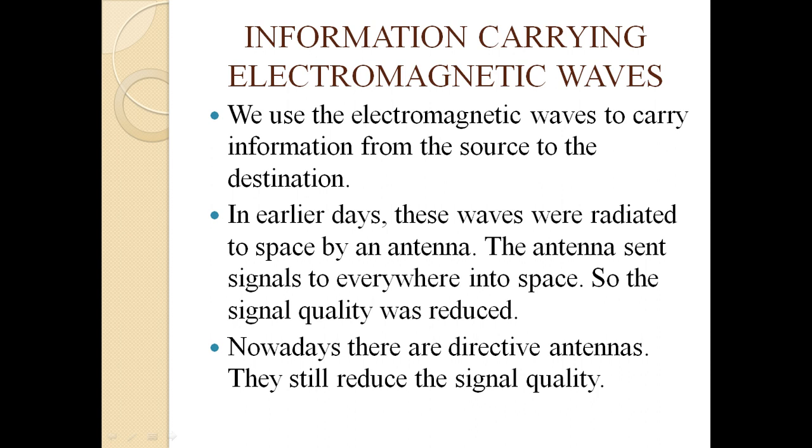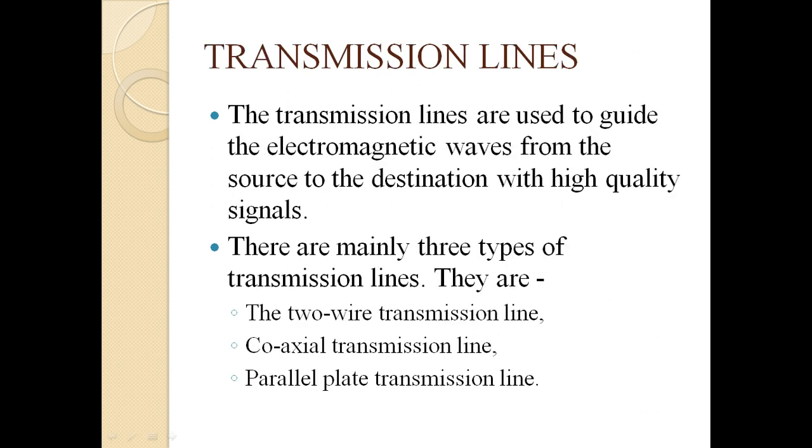In order to rectify this issue, directive antennas were used. But still, the signal quality gets reduced. Then comes transmission lines. Transmission lines are used to guide electromagnetic waves from source to the destination with high quality signals. There are three types of transmission lines. They are the two-wire transmission line, coaxial transmission line, parallel plate transmission line.